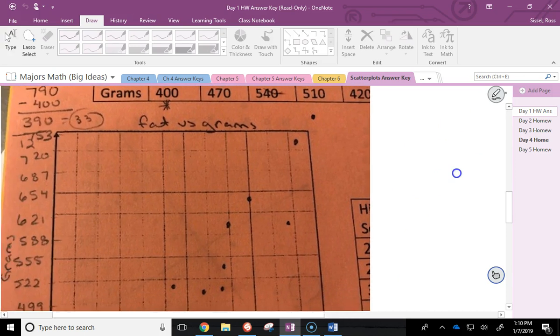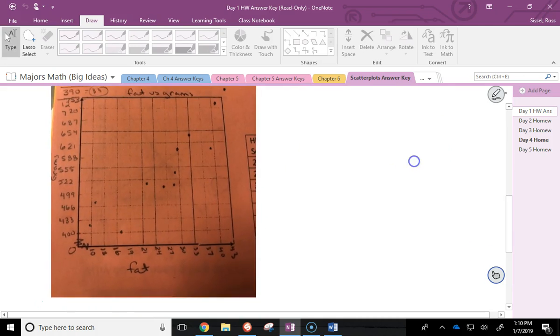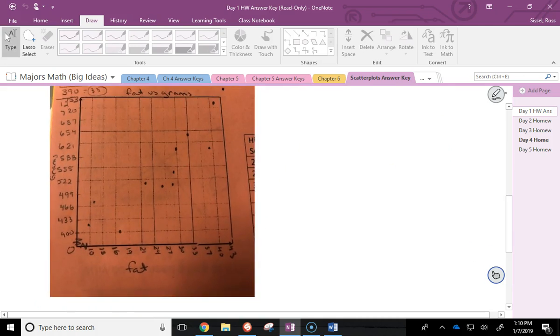Number 2. Our title should have been something like fat versus grams. Our y-axis was our grams. Our x-axis was our fat. My points, your trend, however you did it, should have looked something similar to this, where they're moving up and to the right.